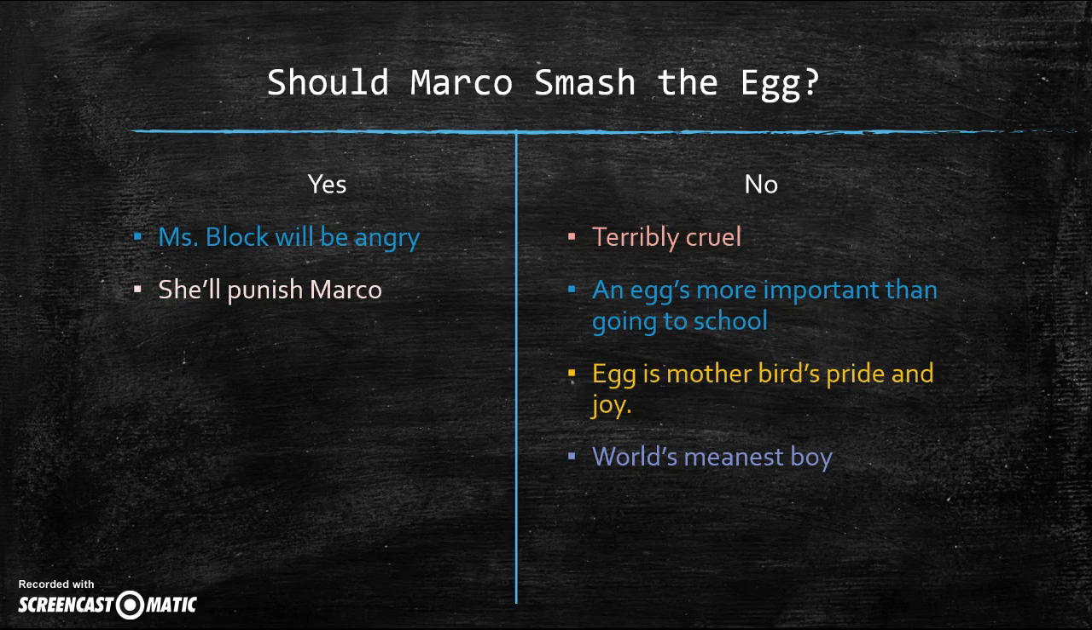My thing about these is that I don't know if they're really good reasons or not, because I don't know if that cat knows Miss Flock. Unless that cat belongs to Miss Flock and lives at her house, I don't know if he can necessarily say that Miss Flock would be angry that Marco was protecting an egg, or that she'd punish Marco.